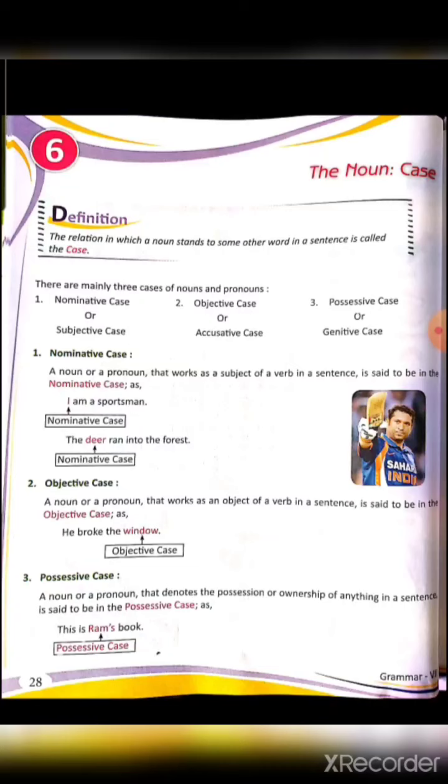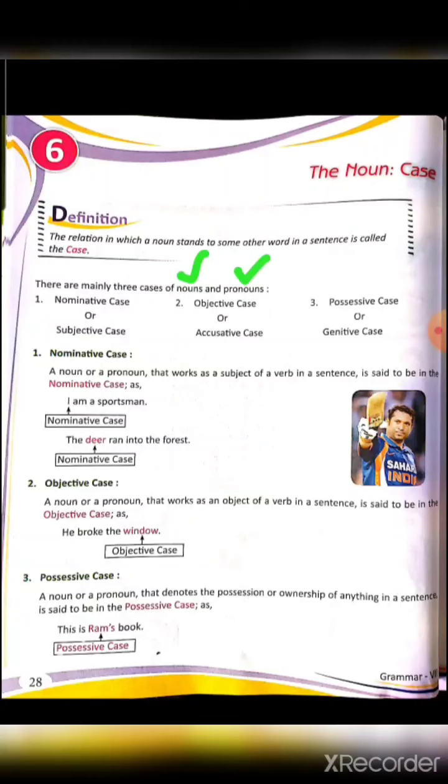What is a case? The relation in which a noun stands to some other word in a sentence is called the case. There are three cases of nouns and pronouns. Before starting with the cases, let us understand what is a noun and what is a pronoun. Let's give a quick revision. A noun is the name of a place, animal, person or thing. For example, Ram, Sham, chair, rat, cow, etc.